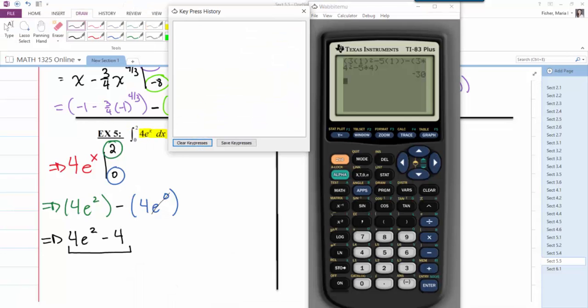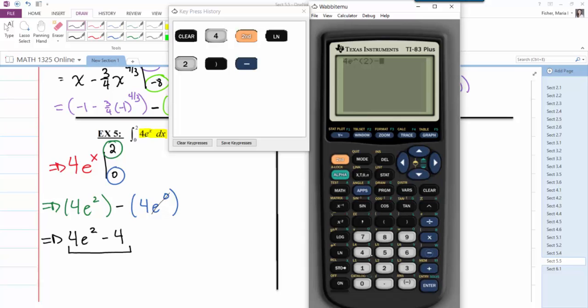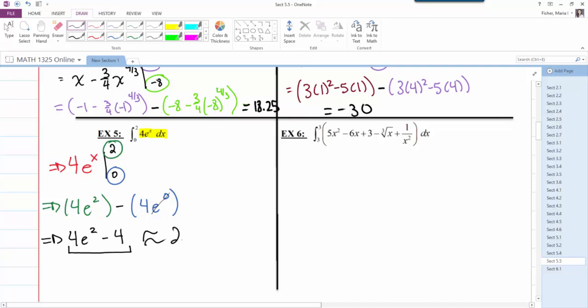So the approximate answer here would be 4 times e raised to the second power minus 4, and we're looking at 25.556. So this is going to be approximately 25.556.